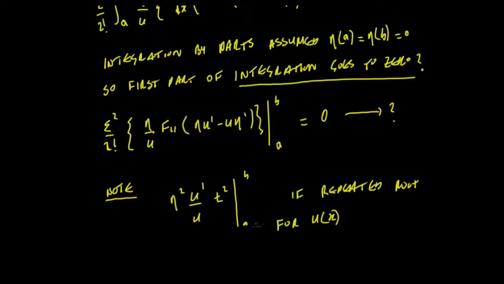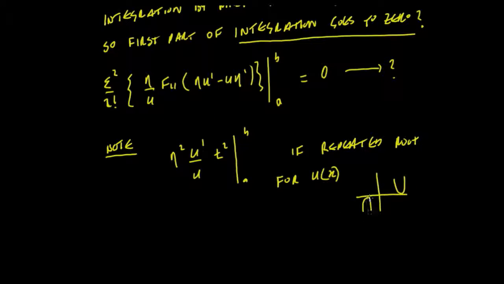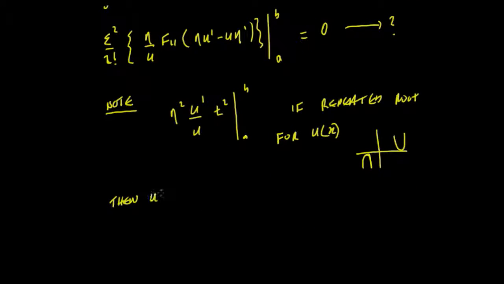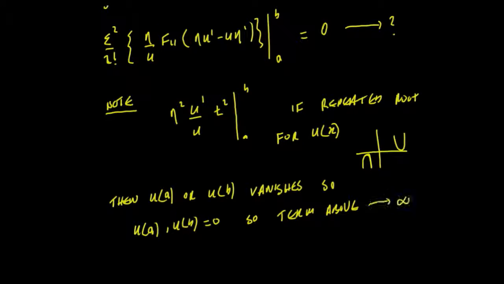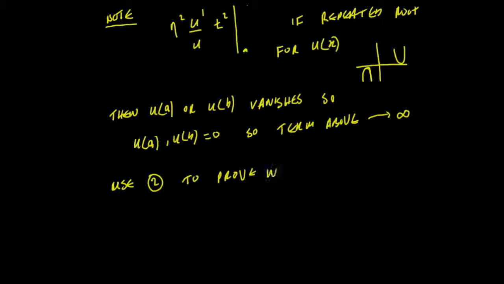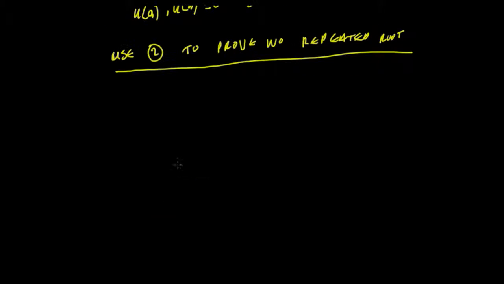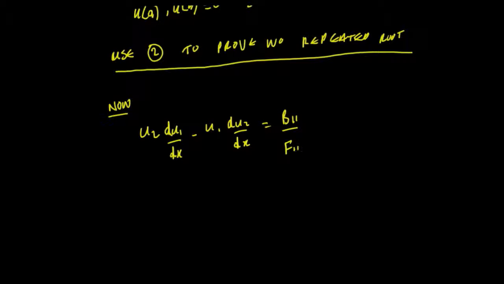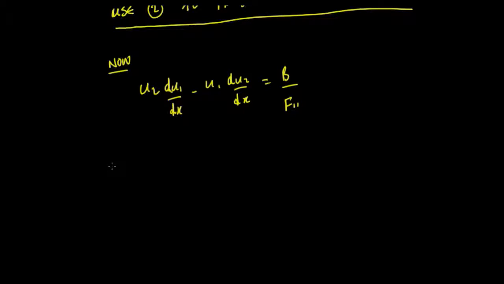But that wasn't the whole story. There was a factor of this, eta squared u' upon u, between a and b, and with the possibility of having a repeated root as shown there, then we could be in the position where that u of a would tend towards 0 and the whole thing would tend off towards infinity. Okay, so we wanted to highlight this and prove that it wasn't possible to have a double root. So we used equation number 2 above, which is just rewritten in order to prove that that is the case.